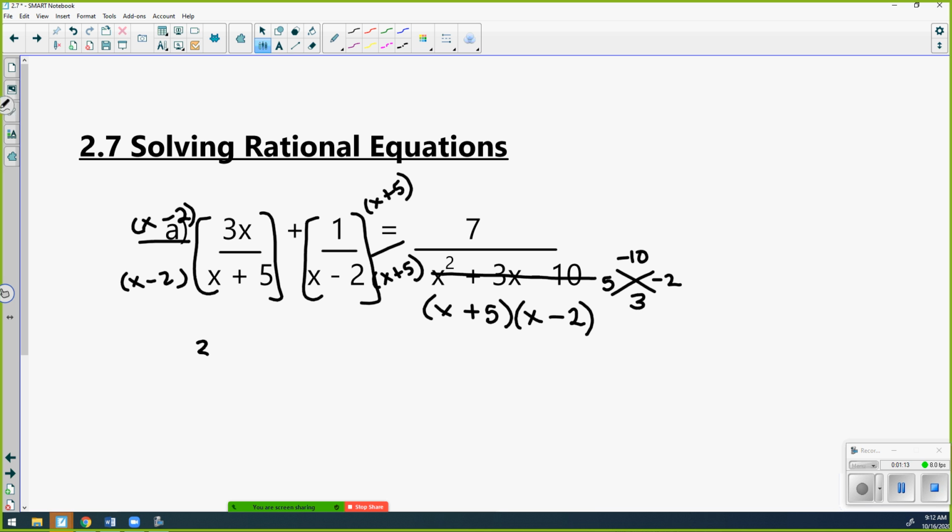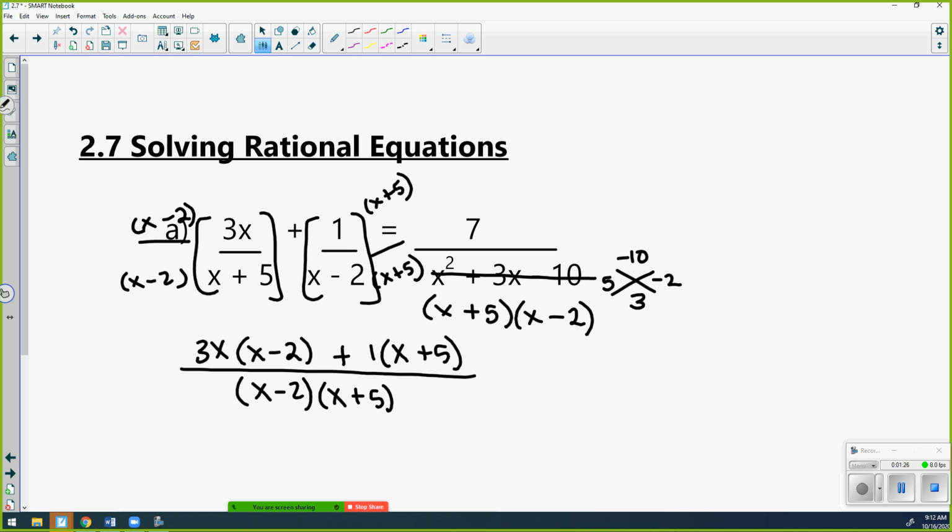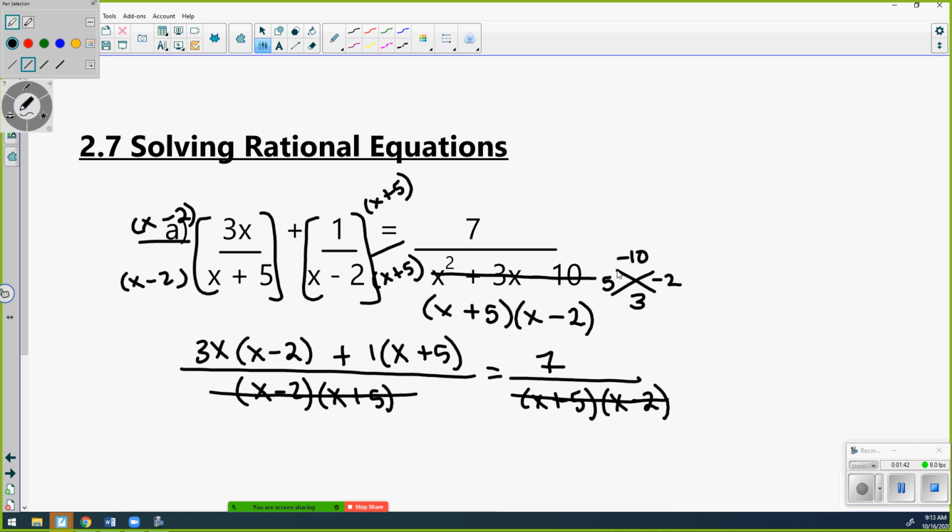So now I have 3x times x minus 2 plus 1 times x plus 5 all over x minus 2 times x plus 5 is equal to 7 over x plus 5 times x minus 2. Now that I have the same common denominator, I'm just going to disregard the denominator altogether. So I'm going to forget about this and I'm going to forget about that. Now, why does it work that way?